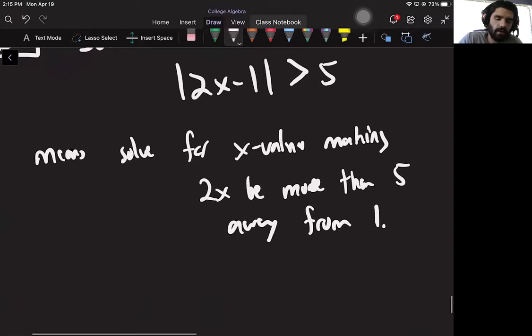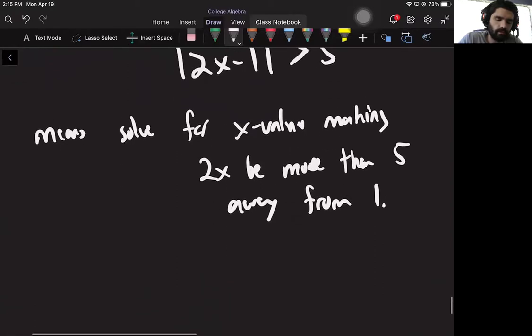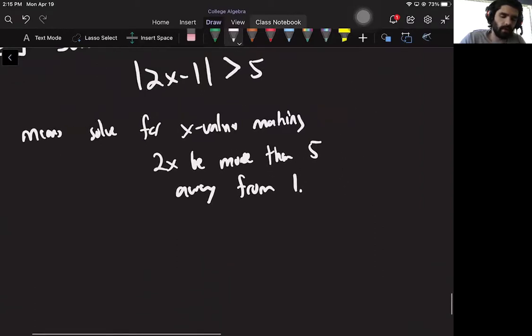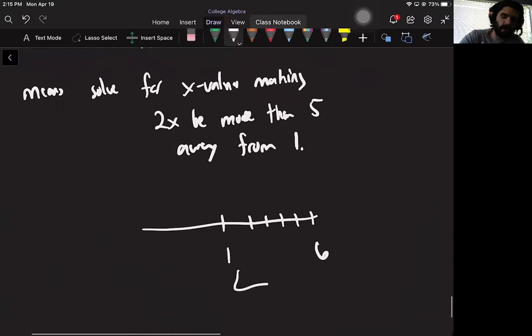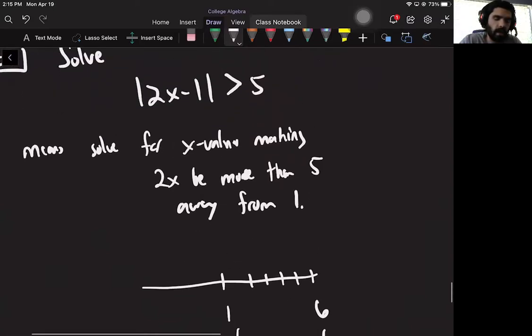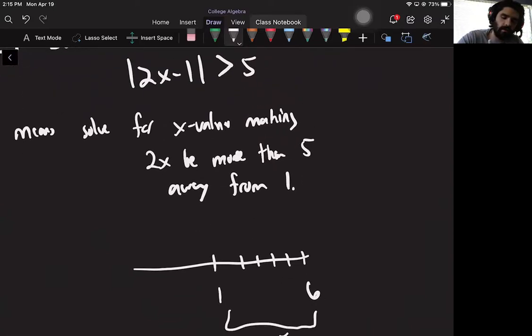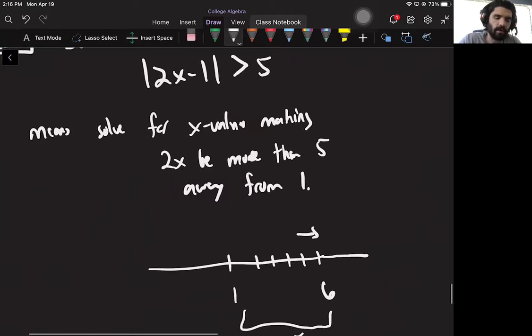And so it can get pretty tricky to try to visualize this, but we can try a little bit. So this is saying I got 1. Here's 1, and I want 2x to be more than 5 away. 2, 3, 4, 5, 6. So this distance here is 5 away. So I want x values that make 2x be further beyond 6, because I want it to be greater than.